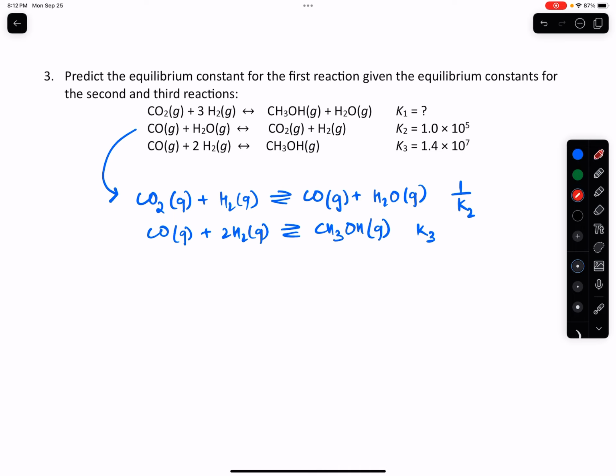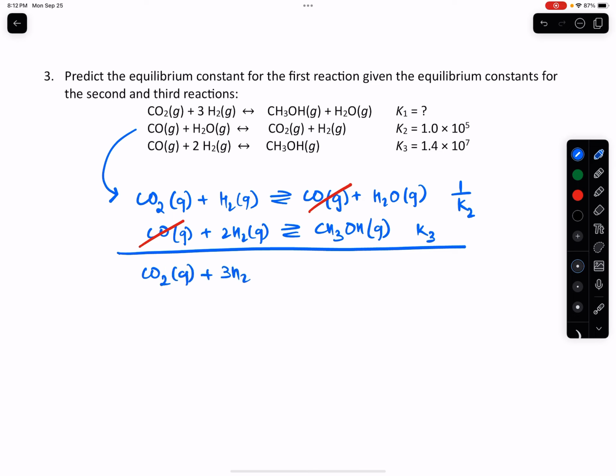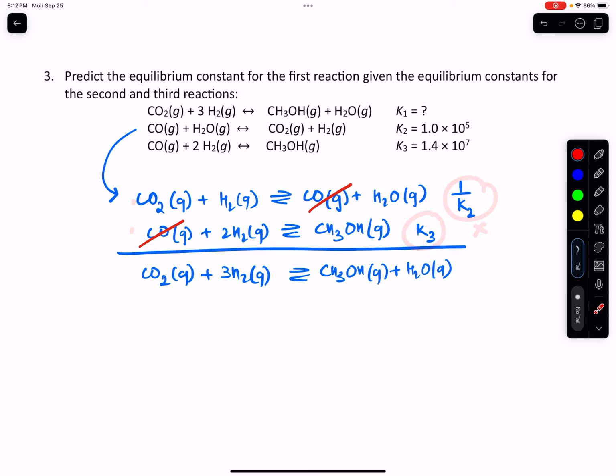So I'm just going to go ahead and add these two together. And when I add them together, the carbon monoxide gets canceled. And what I have left is CO2 plus 3H2, which gives us CH3OH plus H2O. When you add reactions together, the equilibrium constants get multiplied. So therefore K1, because that's the equilibrium constant for the first reaction, is going to be equal to 1 over K2 times K3.